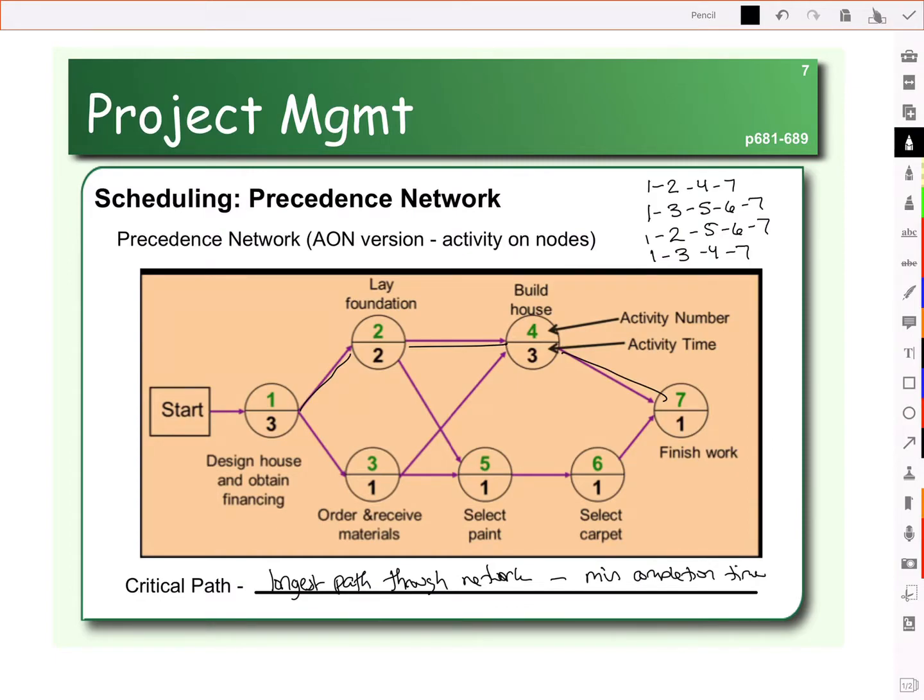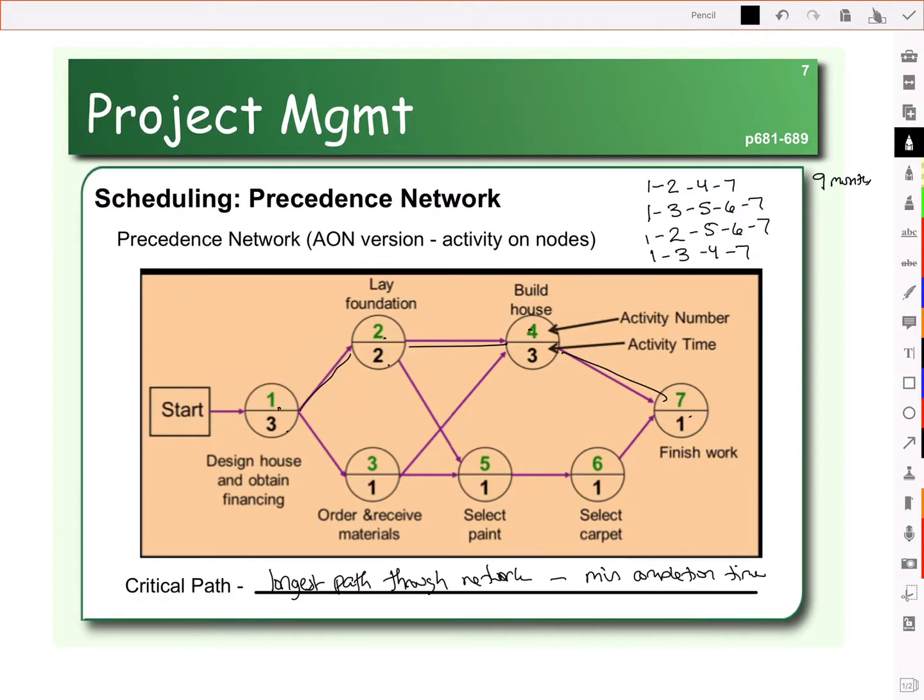Well, let's look at how much time each takes. On this graph, you see the black numbers, those indicate time, and here we're looking at time in months. So for 1, 2, 4, 7, activity 1 takes 3 months, activity 2 takes 2 months, activity 4 takes 3 months, and activity 7 takes 1 month. So 3 plus 2 plus 3 plus 1 says that the 1, 2, 4, 7 route takes 9 months.